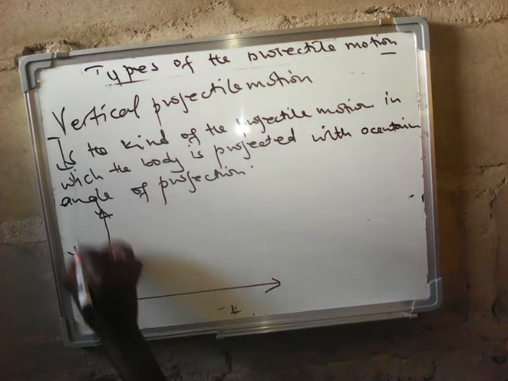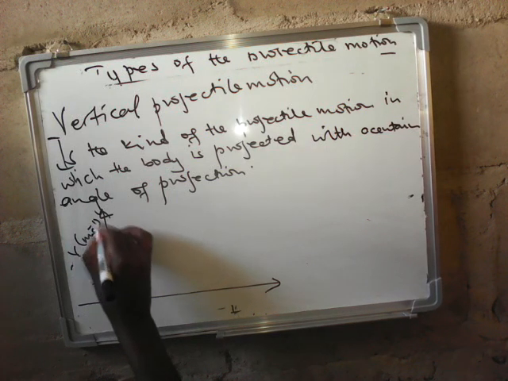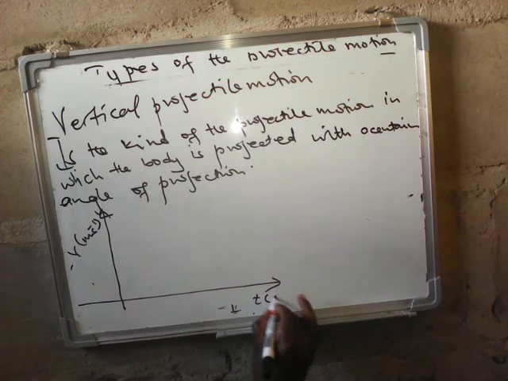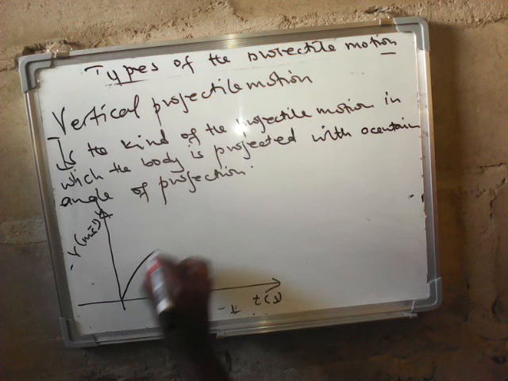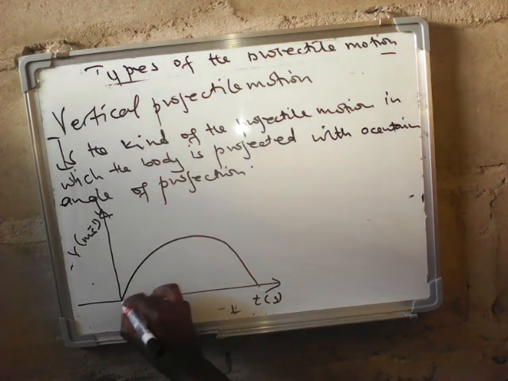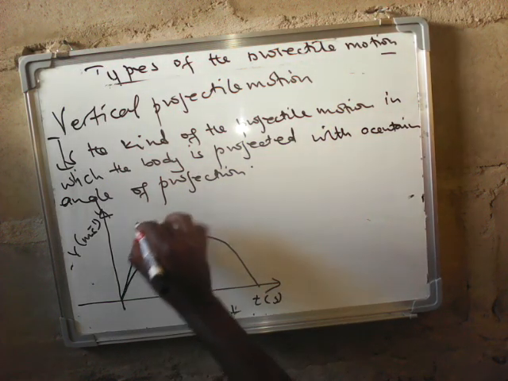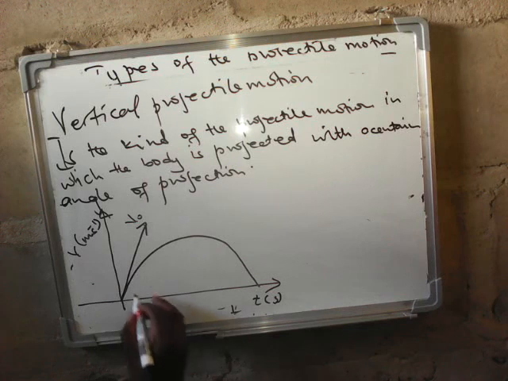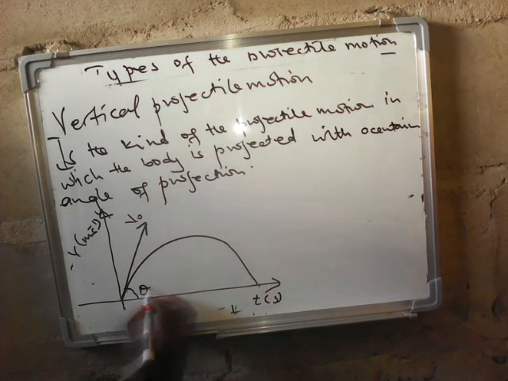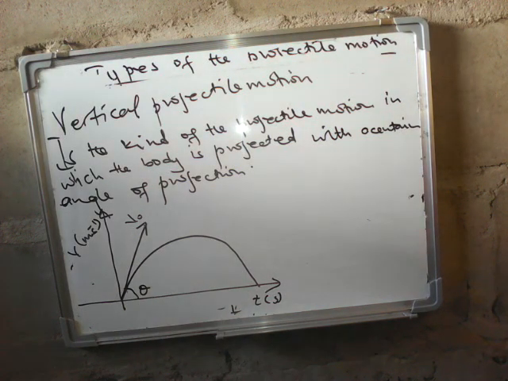So this is V in meters per second, and this is time in seconds, and you project your body with a certain initial velocity V naught, and we give it an angle theta. So that is the vertical projection.